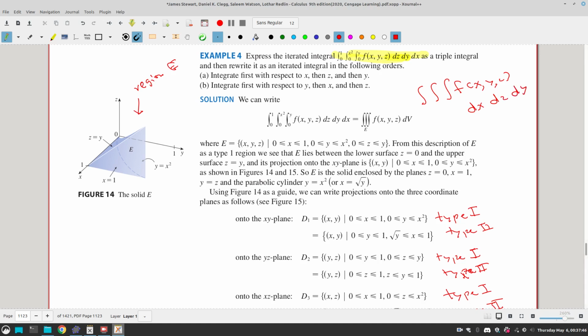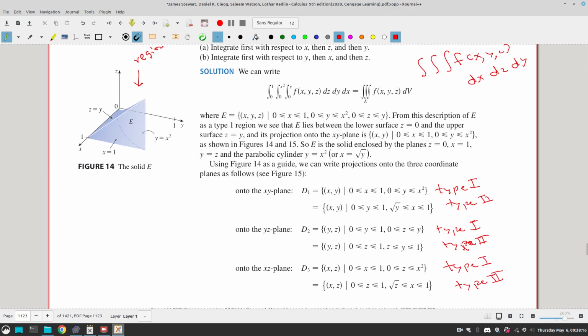So the inner integral can contain at most two variables. The outermost integral cannot contain any variables, right? So if you want to integrate with respect to y last, for example, then y must lie between two constant values. So among all of these regions, where does y lie between two constant values?